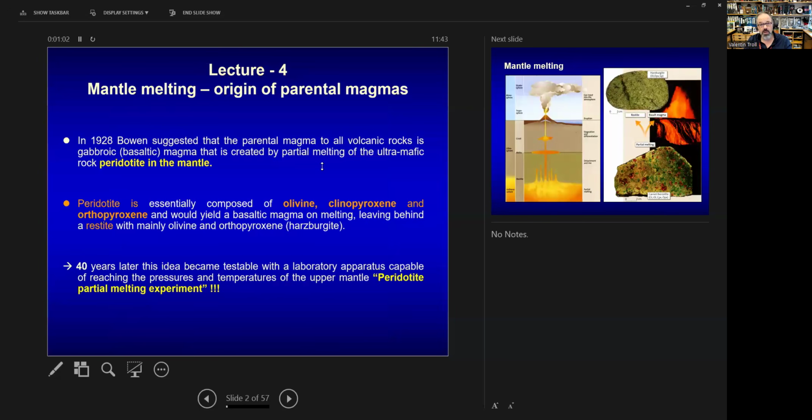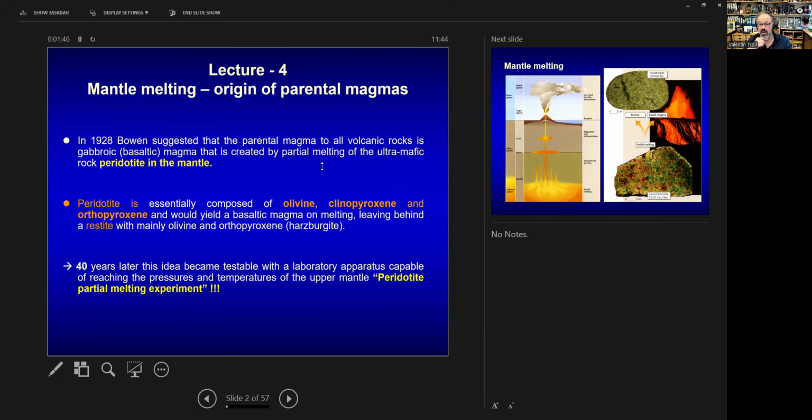In the 1920s and 30s, it was down to Norman Bowen to suggest how the process of magma generation and magma differentiation actually works. He suggested that parental magmas, parental volcanic rocks that have given rise to entire series of magmas, are basaltic in nature, or gabbroic in a plutonic form, and they form from melting of ultramafic rock in the mantle. The mantle is dominantly made of peridotite, at least that's our understanding. There was a discussion in the 60s about eclogite being a major component of the mantle, but that's been discarded. That's a different discussion.